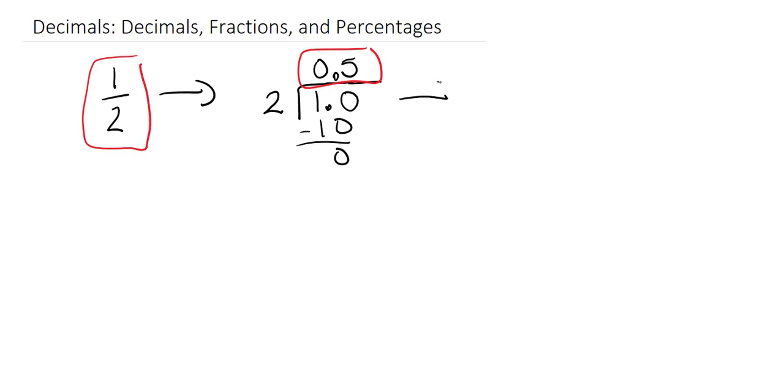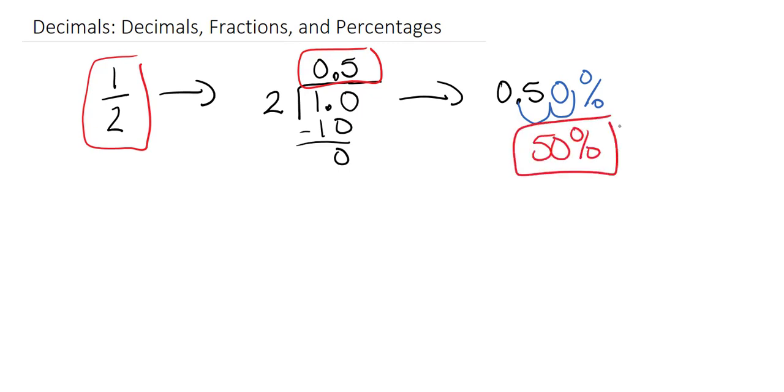Then if we need to make it into a percent, we would just multiply it by 100 or move the decimal to the right twice. So we would get 0.5. So then we move the decimal to the right here, and then we get percent. So then we have really 50%. So this is how we represent going from fractions to decimals and percentages.